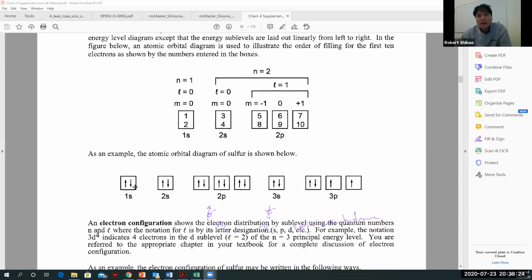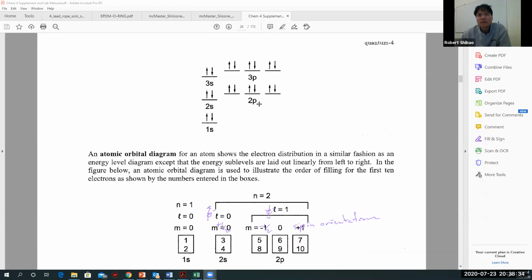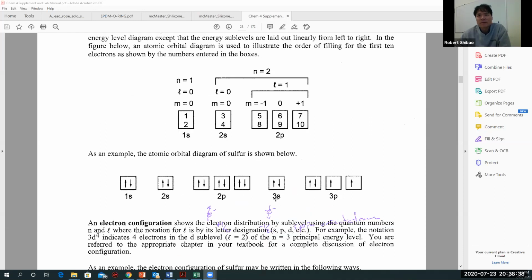This is an orbital box diagram. This is not an energy level diagram. It's more compact. Your book's answers are going to be like this. It's not as descriptive as this. This is more descriptive, but it takes up too much space. So your book is only going to have these types of things in there.